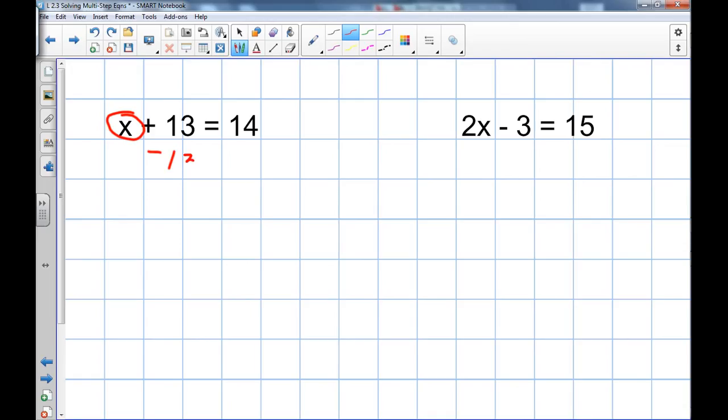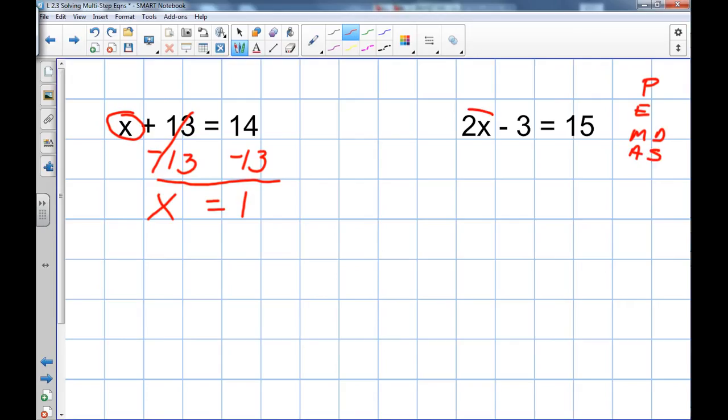And remember, we focused on showing each step clearly and neatly. So what you do to one side, you have to do to the other. Plus 13 and minus 13 cancel. You're left with x equals 14 minus 13 is 1. And then we moved on to two-step equations, and remember, in two-step equations you were working through the order of operations in reverse.